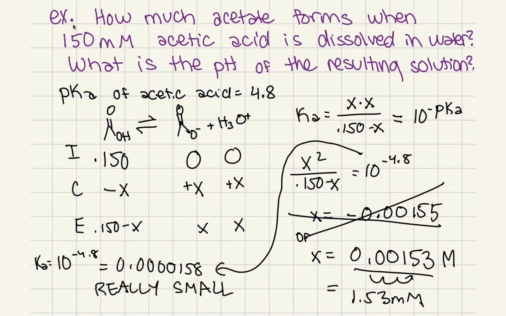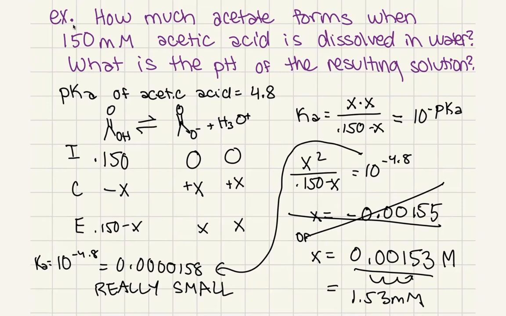And what does this mean? This means that not very much of it is going to be dissociated. It's going to tell us that basically our reactants are much favored over our product. So the acid, this bottom part of the equation, is going to be much bigger than the top. So we get a really, really small number. Less of it is going to be dissociated.